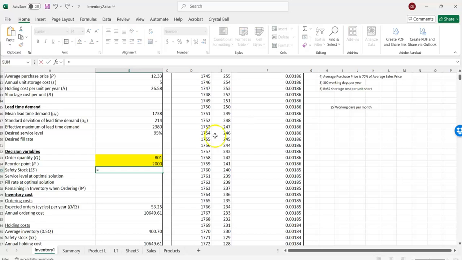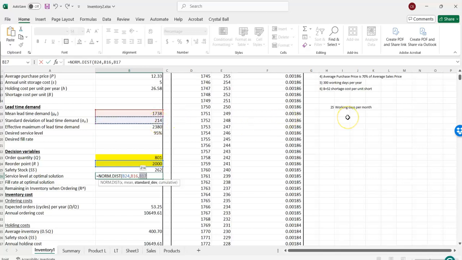And so then the safety stock would be the reorder point minus the mean of lead time demand. Okay, now the service level is the area under the normal distribution, NORM.DIST, when we consider the reorder point and the mean and the standard deviation, and then we want the cumulative probability all the way up to the reorder point, so that'll be 1 for cumulative.